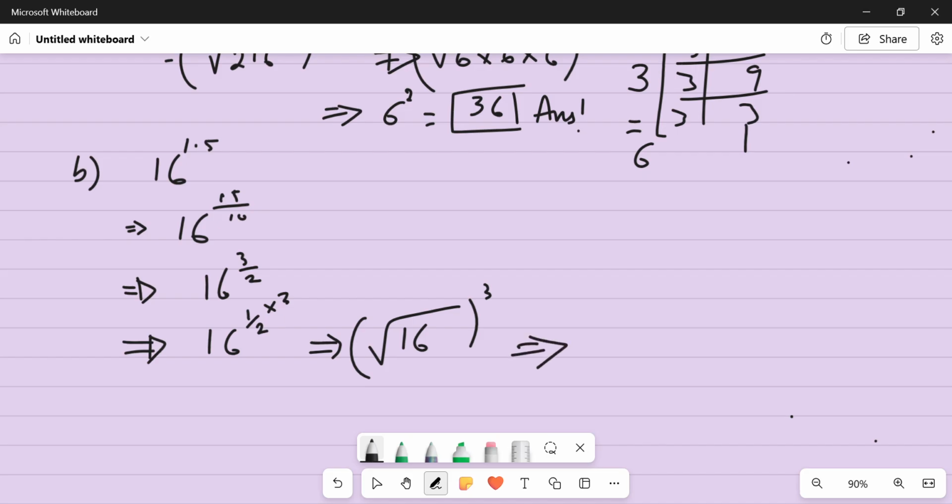So what is the square root of 16? Square root of 16 is 4, the power cube. So the answer is 64, right?